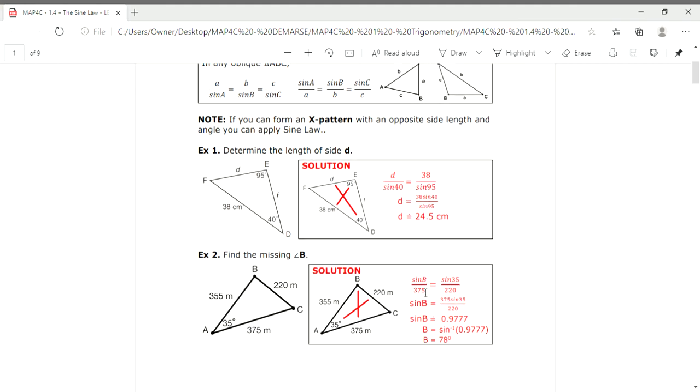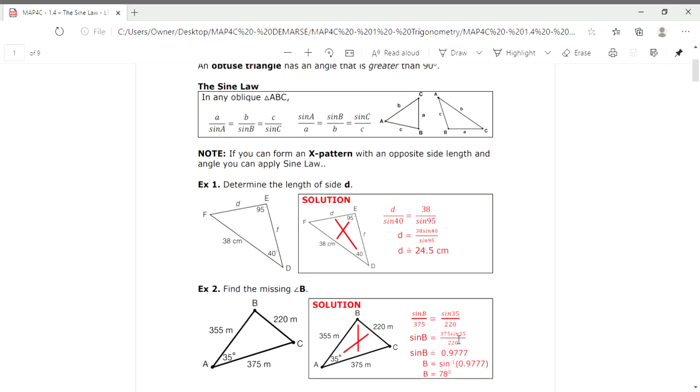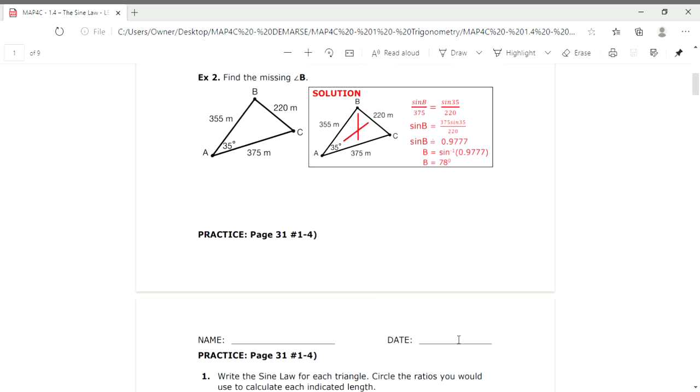And if it was an angle you were looking for, then you'll have another final step, which will be to take the trig inverse to find the angle itself. So that's using the sine law.